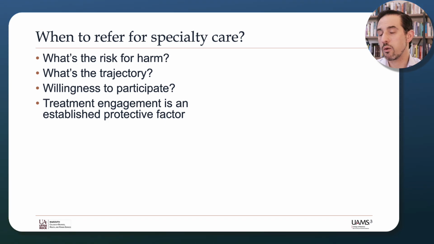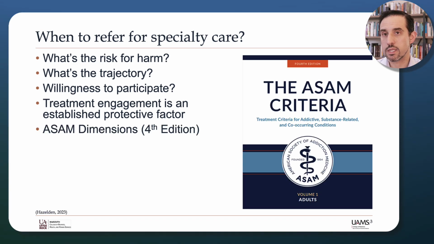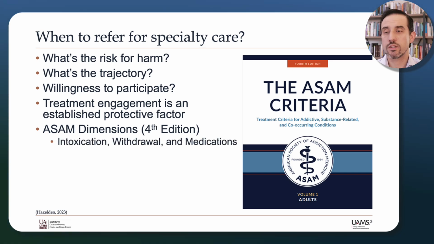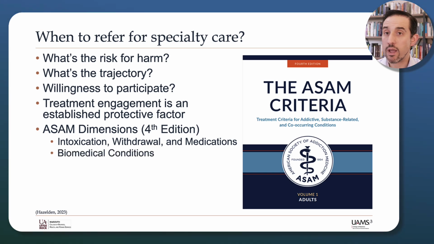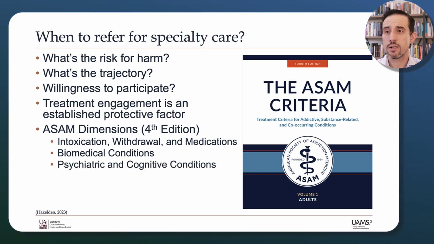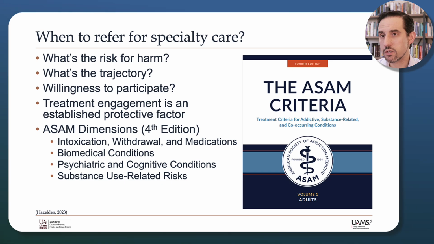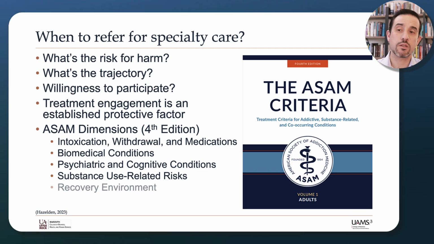Further reading that we won't go deep into today is the ASAM criteria. It was recently updated to its fourth edition, and in the full model for where we place people, the different dimensions looked at are: what is their state in terms of use, withdrawal, medications? Do they have any biomedical, so health-related, conditions that are impacting their addiction? Do they have any psychiatric and cognitive conditions that interplay with this, like depression, anxiety, post-traumatic stress disorder? Are they having any other substance use related risks?